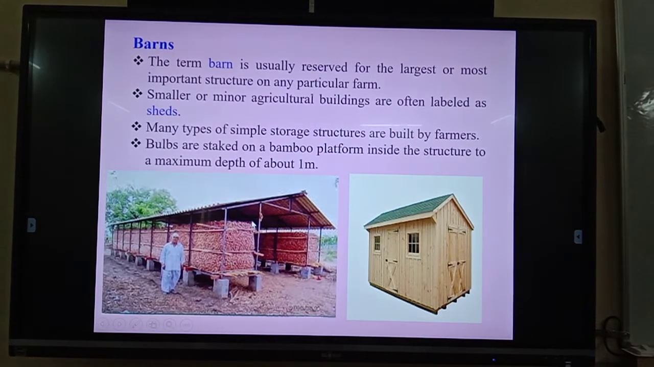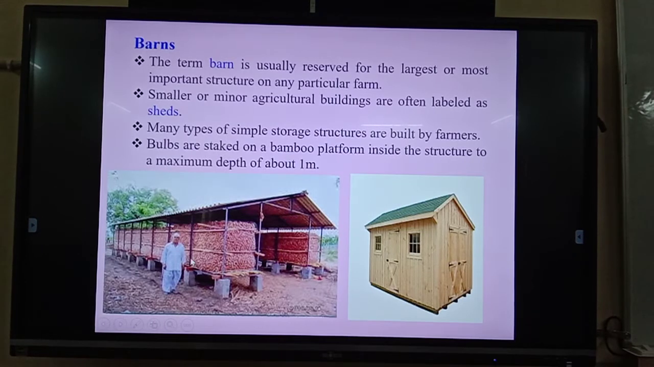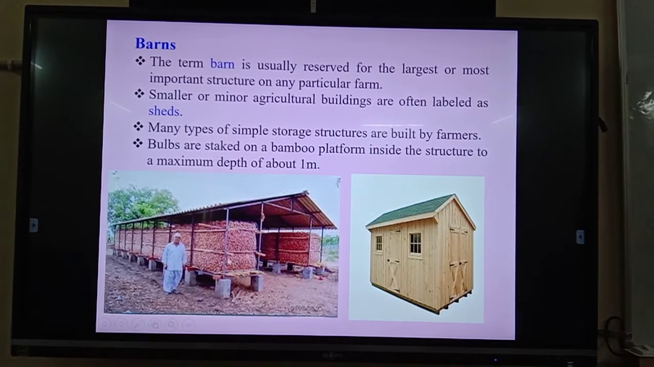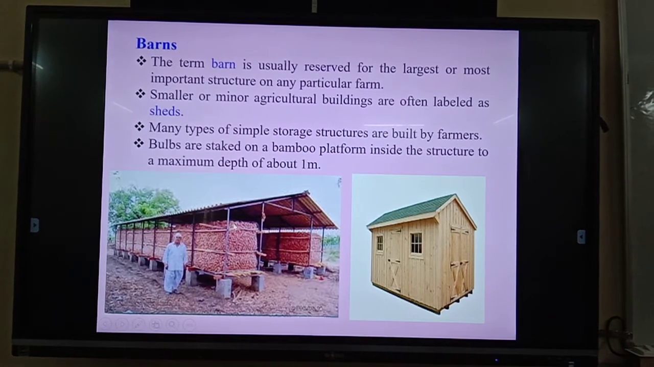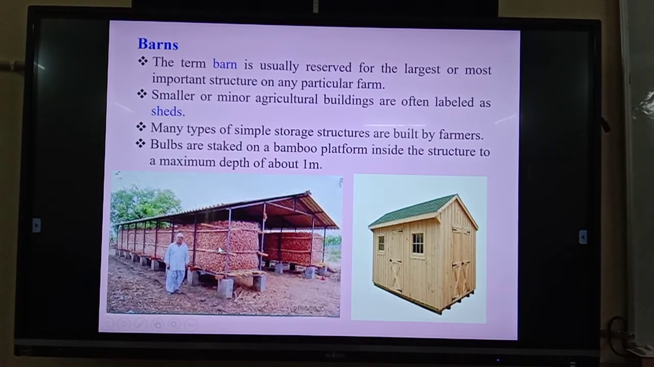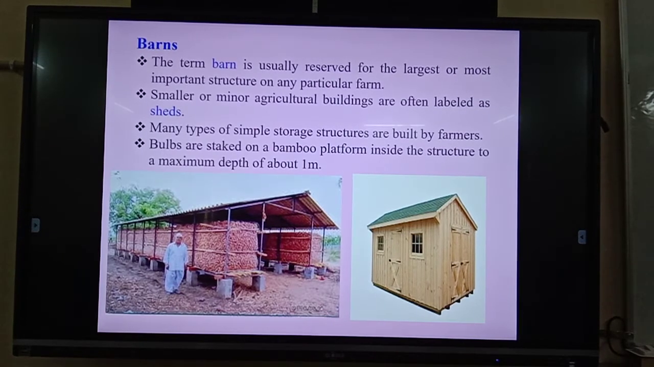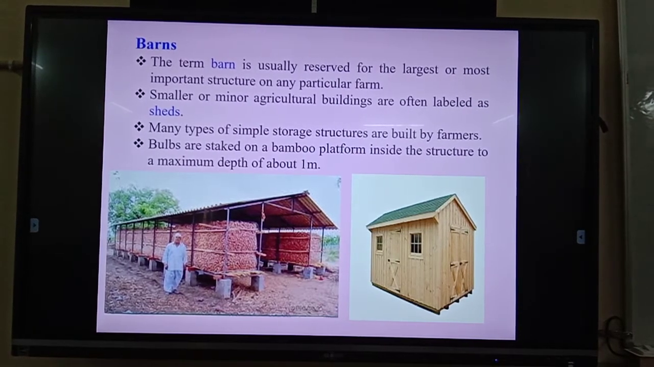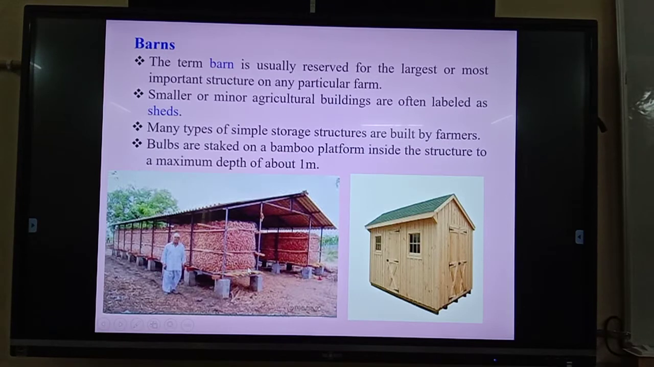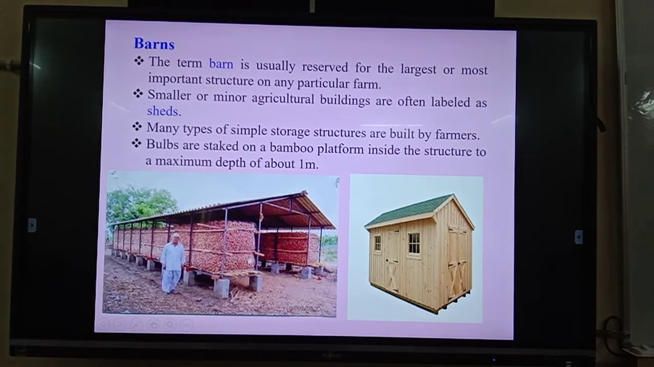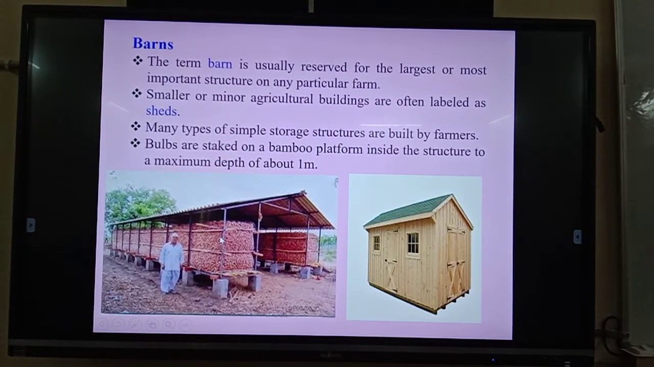produce. Especially you can see here that onion and garlic we can store in such systems, because this system especially provides proper ventilation to our crop, and these crops especially require proper ventilation during their storage. So with the help of such barns we can easily store our produce for a longer duration.